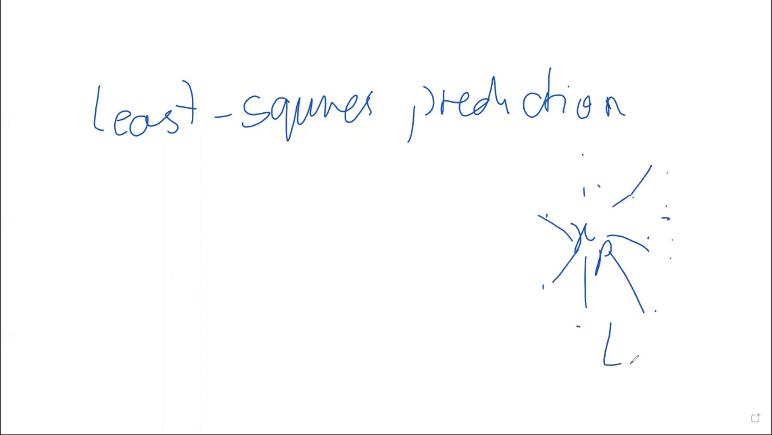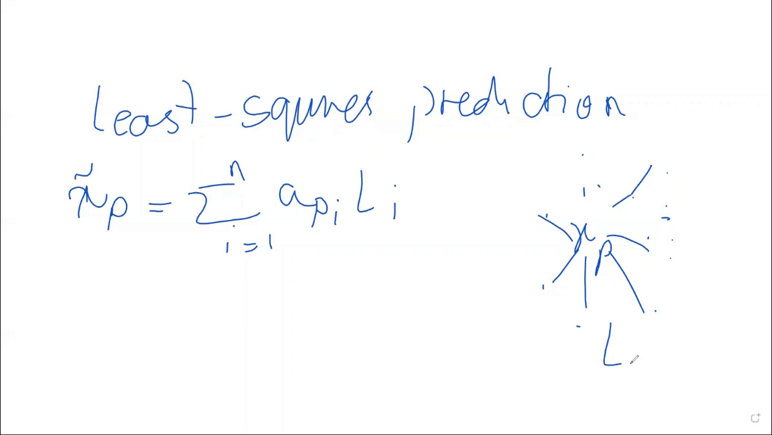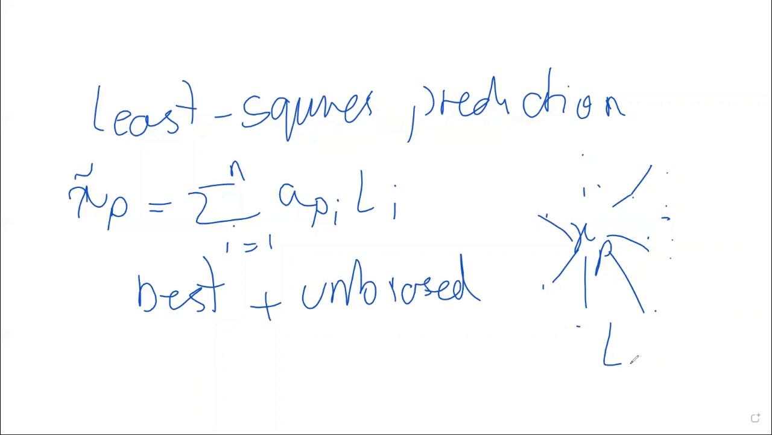Let me call this measured value L. Then I define an estimator, which is in fact a linear combination of all these parameters, all these things between point P and each point and each measurement. This is the estimator, or the linear estimator. This estimator should be best among all classes of the estimator, plus unbiased. Then we will see how we can do this.